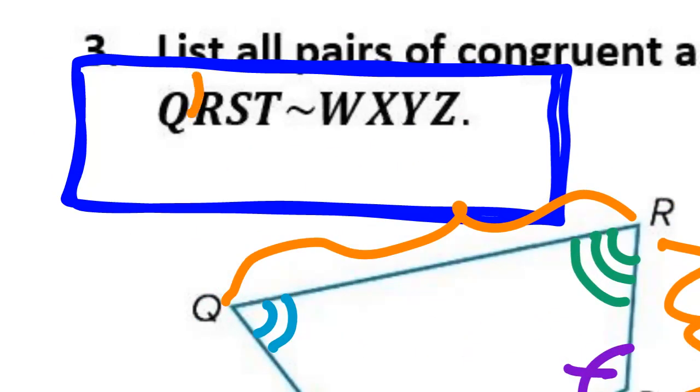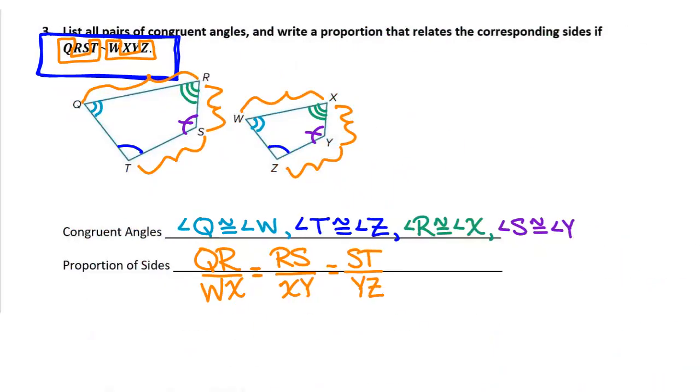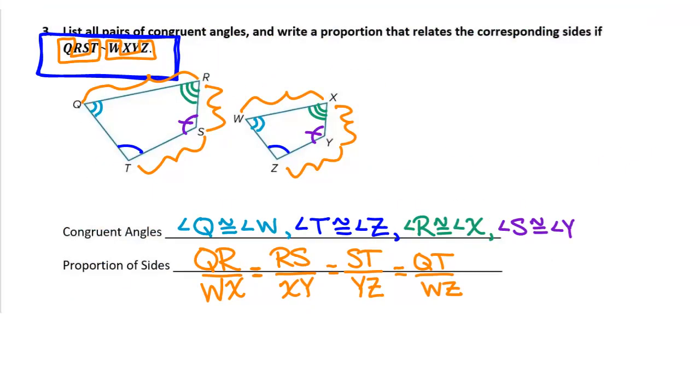When I look up at the names, that's the first letter and the last letter. So 2 at a time. The very last fraction, though, I might need to look at my picture and figure out which one I've left out. Or I can look at my similarity statement and I can look at the first and the last. So there's my proportion of sides. What else do we want to see?